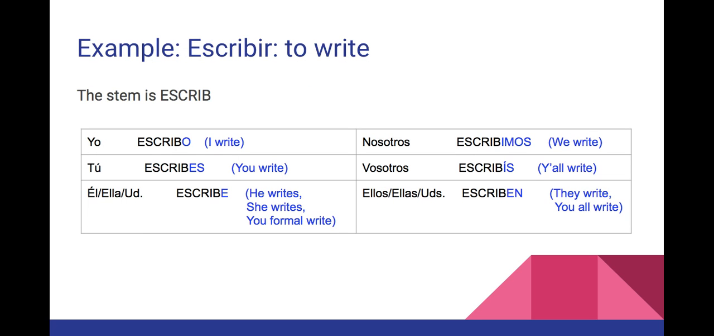Our example, escribir, is to write. We have our stem, escrib. So we have yo escribo, which is I write. Tú escribes, which is you write. Él, ella, usted escribe. He writes, she writes, and you formal write. Nosotros escribimos, we write. Vosotros escribís, y'all write. And ellos, ellas, and ustedes escriben, they write or you all write.